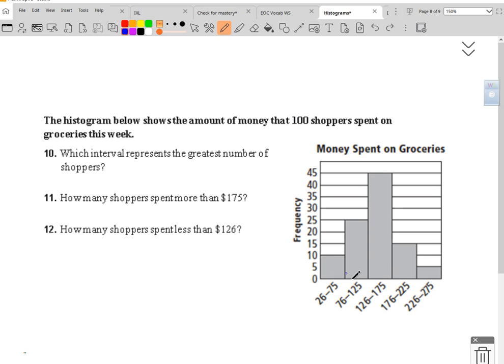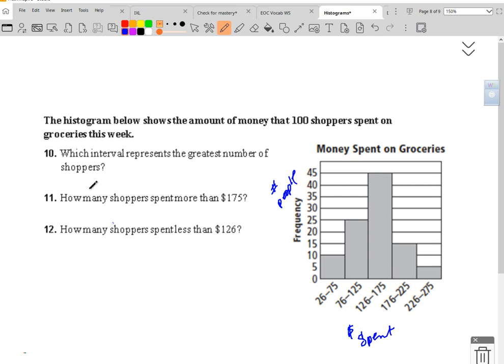So the histogram below shows the amount of money that 100 shoppers spent on groceries this week. So, looking here, money spent on groceries. What does this number represent? That's the amount of people. Yeah. This is the number of people, and that's something that you have to know. This is the money they spent. So this is the money spent, right?